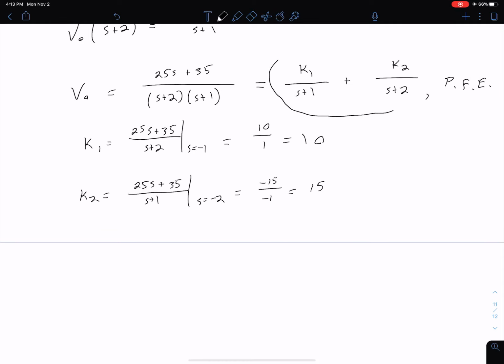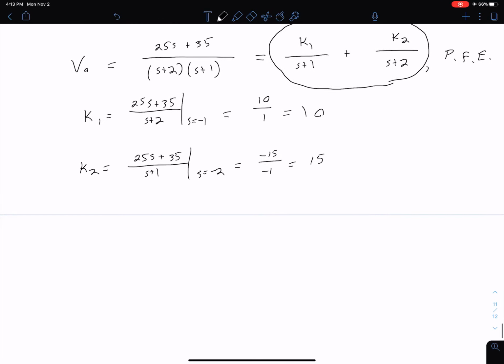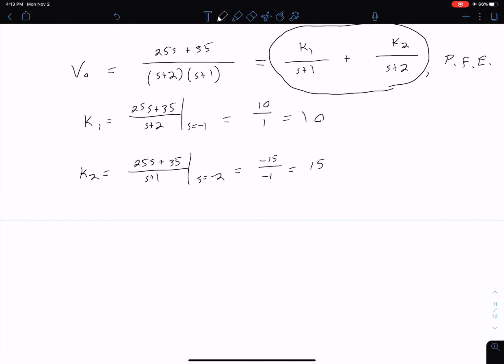Now, knowing our k1 and k2 values, we can inverse transform, and we can say that our V out of t is equal to 10 e to the minus t plus 15 e to the minus 2t, all of that times our unit step function, in units of volts.